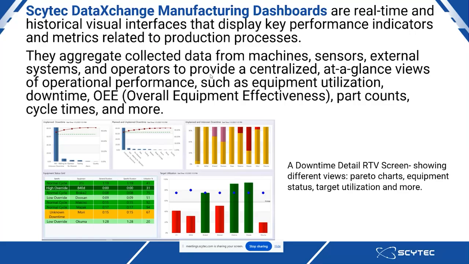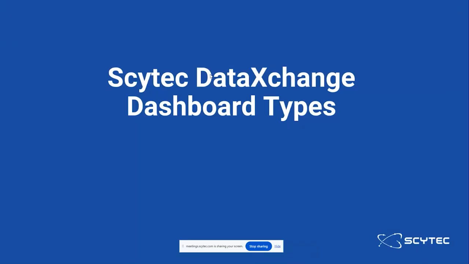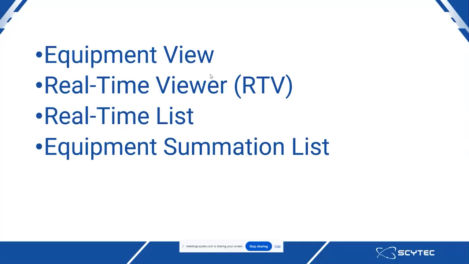And what you're looking at right here is a downtime detail RTV screen that I'm going to be discussing later, showing different views such as Pareto charts, equipment statuses, target utilization, and more. So what are the Scytec Data Exchange manufacturing dashboard types? There's two main ones, and they are the equipment view as well as the real-time viewer, RTV, but we also have a real-time list and an equipment summation list.